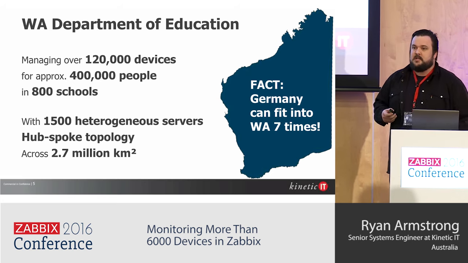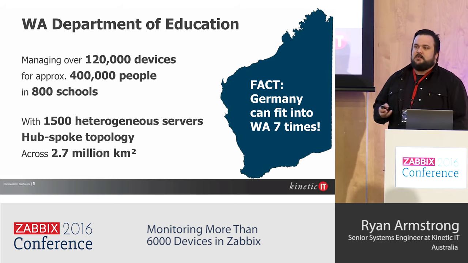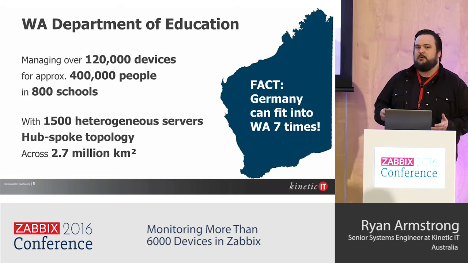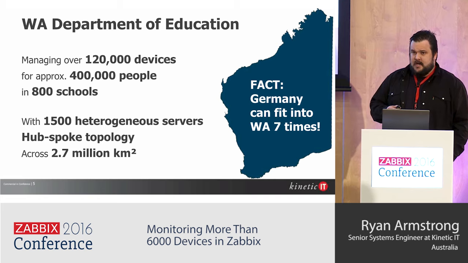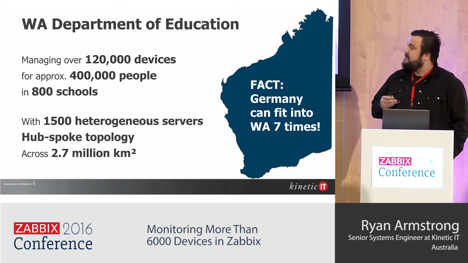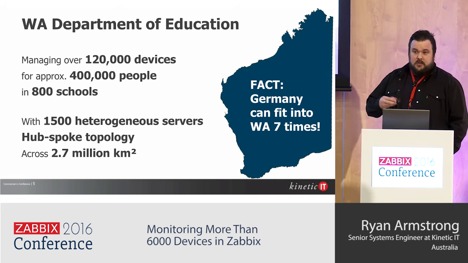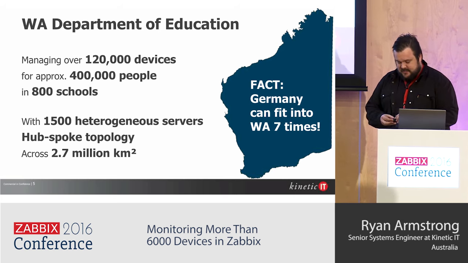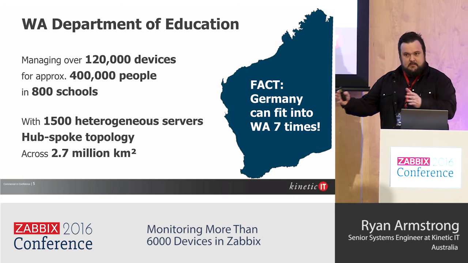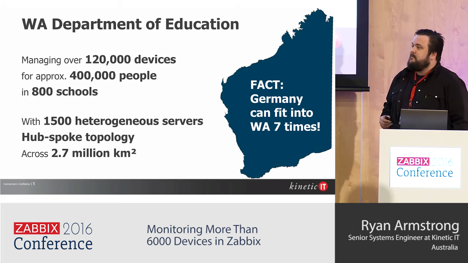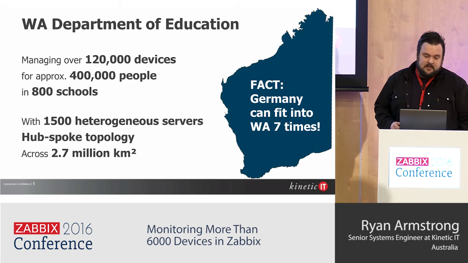1,500 of those are at our central data center. And most of those servers are heterogeneous. They're all completely different to each other, all serving different roles. And they kind of need to be managed as discrete servers. While the rest of the servers, the other 5,500 out at the schools, we have a standard operating environment. So we tend to have the same configuration at each school. And that makes management significantly better.